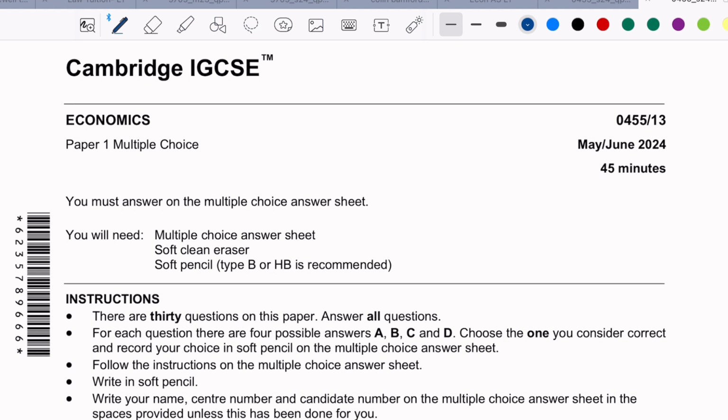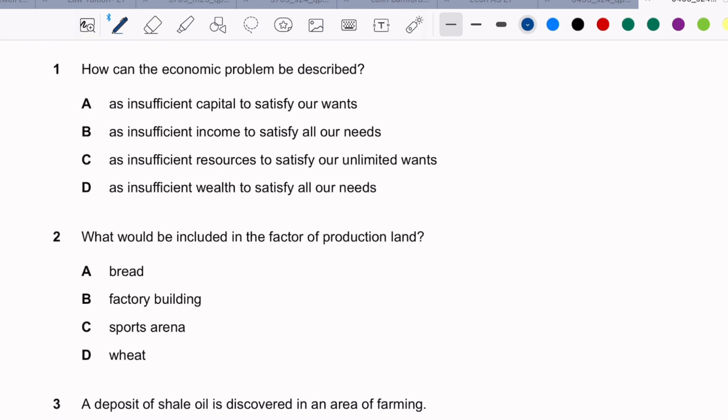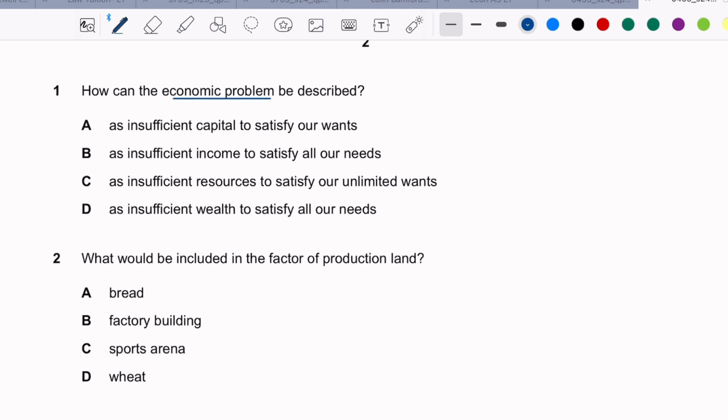Without further ado, let's start to discuss this Cambridge IGCSE Economics Paper 1. First question, how can an economic problem be described? So the basic economic problem is caused by unlimited wants and limited resources, as insufficient resources to satisfy our unlimited wants. This is the correct answer. So first question is C.